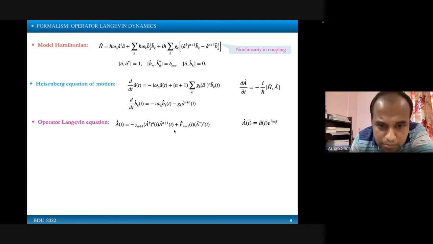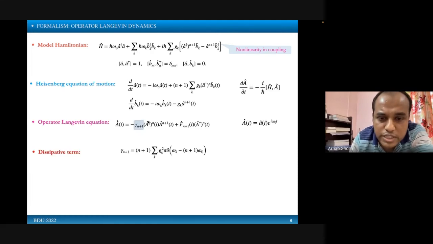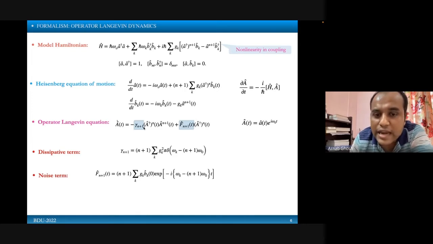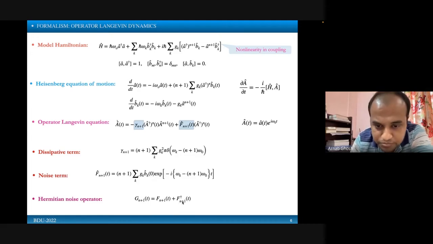Now for the time being, let us focus on this term. This is the damping term, which has this form, and this is the noise term. And I expect, since I derived it from the microscopic picture, there is always a balance in the form of the fluctuation-dissipation relations. This noise term involves a bath operator at the initial time, b_k(0), and since this is not a Hermitian operator, you can even construct a Hermitian noise operator of this form.